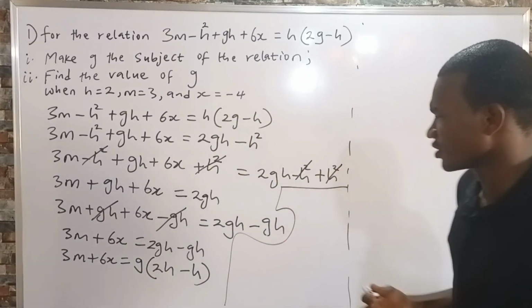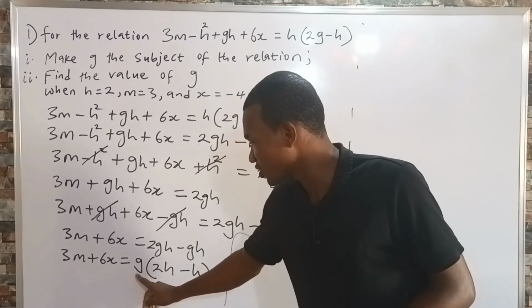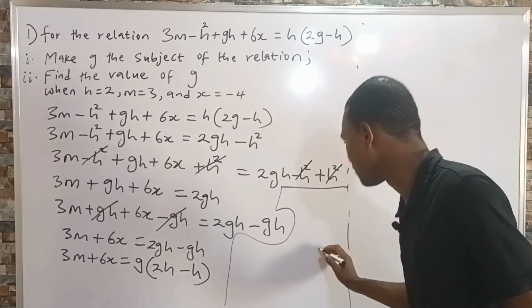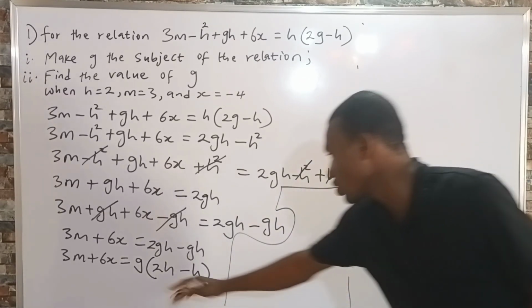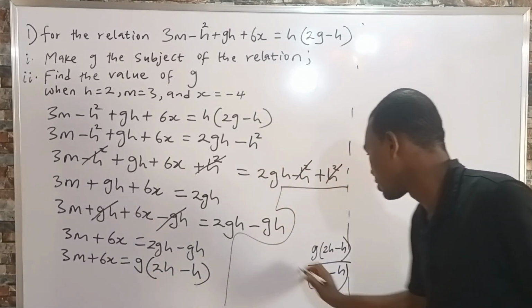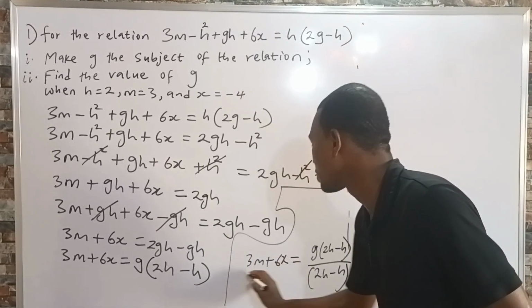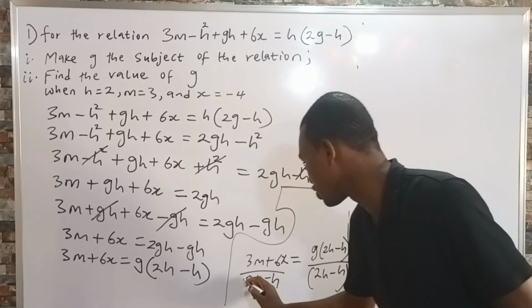So completing the solving, we are going to divide both sides of the equation by the coefficient of g. And what is the coefficient of g? The coefficient of g is in brackets 2h minus h. So we now have g in brackets 2h minus h, then we shall divide it by the coefficient of g, which is 2h minus h. The same thing we shall do at the other side of the equation, where we have 3m plus 6x. We shall also divide it by this same coefficient of g, which is 2h minus h.